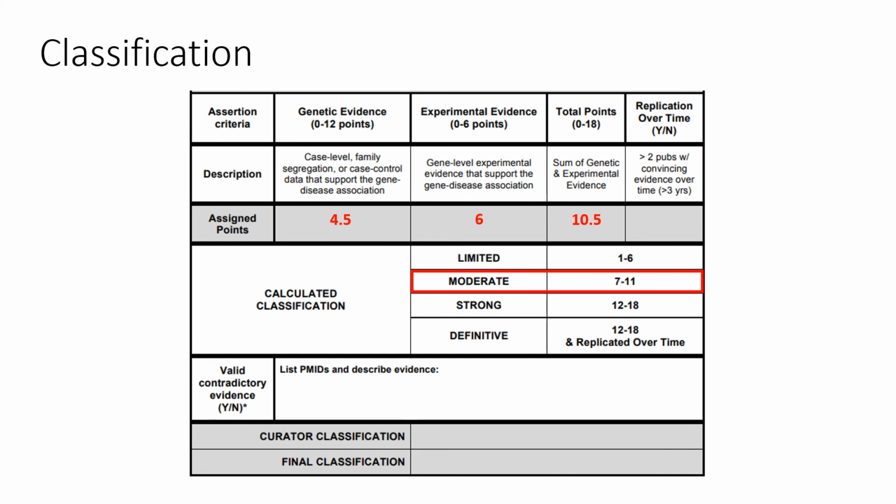Sometimes it's helpful to think about whether or not the overall classification outcome would be changed when you're having difficulties deciding how to score an individual piece of evidence.